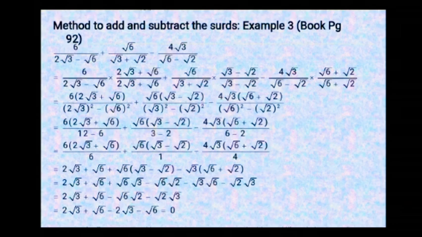Square and under root always will be cancelled with each other, so you will simplify the denominators. Numerators will come down as it is. Now 12 minus 6 in the denominator will become 6. 3 minus 2 will become 1. 6 minus 2 will become 4.